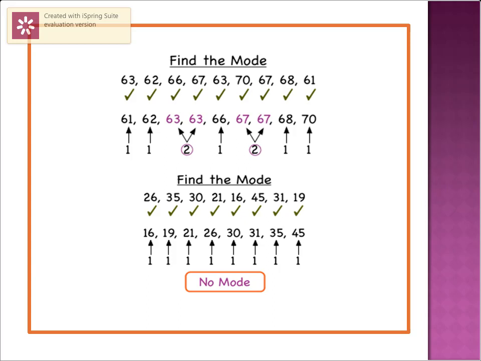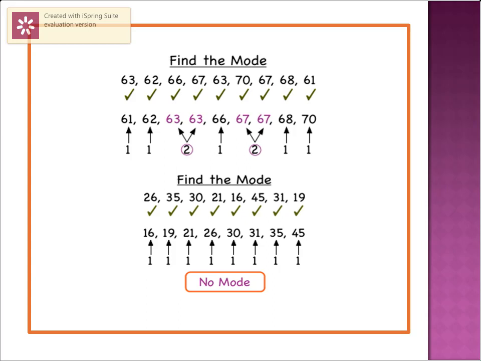So from this, we can understand that 63 and 67 are both repeated, so they are the modes of this set. In the below example, there is no repeated number. Actually, none of the numbers has repeated, so there is no mode in that.